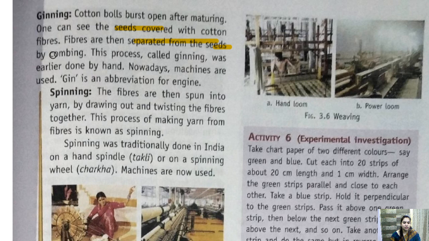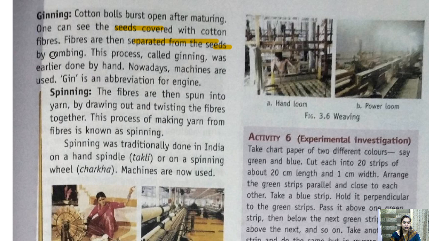Now then we have a second step, that is spinning. Spinning is the process of making yarn from the fiber. So either it is done with the help of a hand spindle, which is also called takli, and with the help of a wheel or a charkha. Okay. Nowadays machines are also used. Then after the yarn is made, the process is gone for weaving. Okay. Now the weaving is done in a loom. Okay. Either a hand loom or a power loom. Okay. Now then the cotton cloth is made.